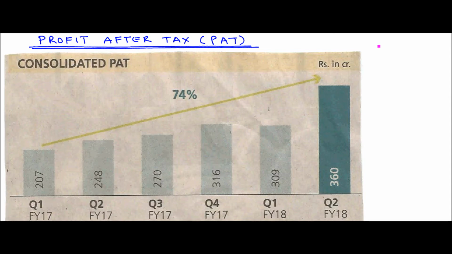In this video, we will look at the financial term profit after tax, which is also known as PAT. The graph shown here is that of L&T Finance Holdings, which was published in the Economic Times on October 27th, 2017. So we will use this as a reference to understand this term. So what is profit?